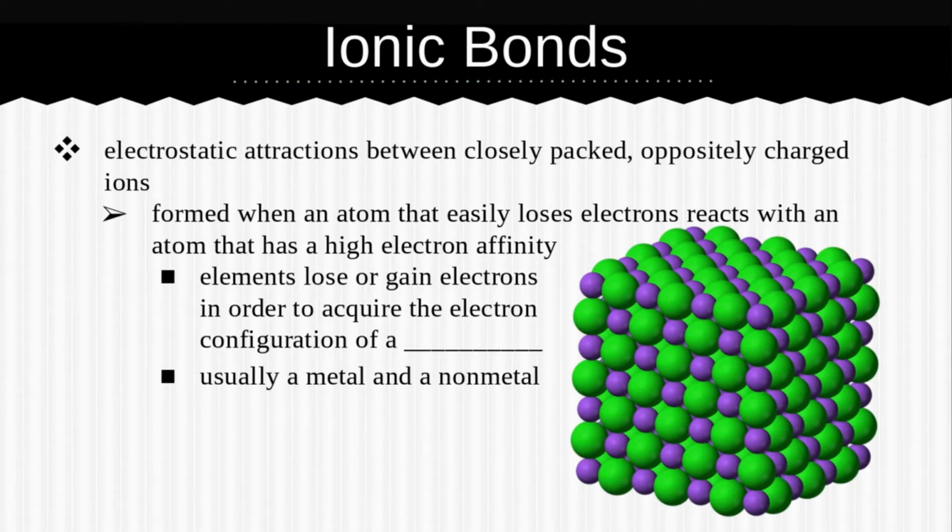So these elements will lose or gain electrons to get that full octet, or we can also say that they do this to get the electron configuration of a noble gas. That's kind of the goal. Noble gases are the most stable. Typically in an ionic bond, we're dealing with one metal and one nonmetal.